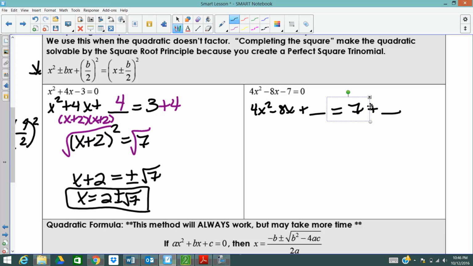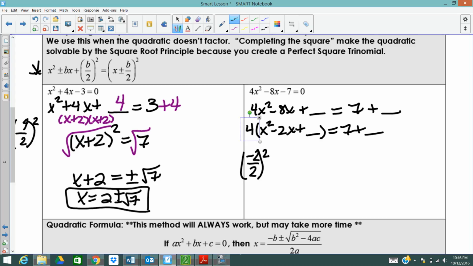Now, when I'm looking at my left side, 4x squared and negative 8x have a common factor. You have to factor that out when we're completing the square. So now that I factored out that common factor of 4, I can now identify my b of negative 2. So I'm going to take negative 2, divide it by 2, square it. Negative 2 divided by 2 is 1. 1 squared is 1. So 1 is what I'm going to add.